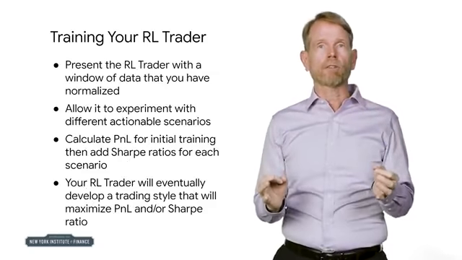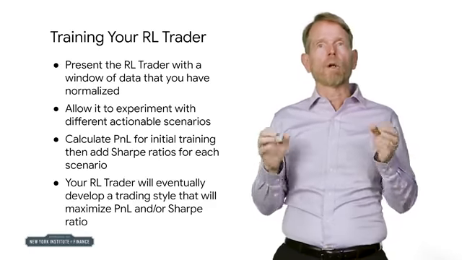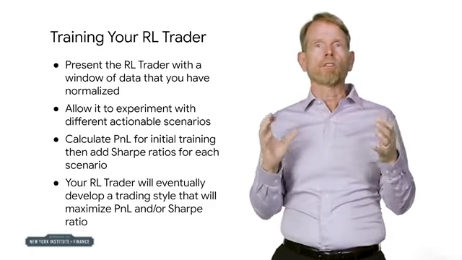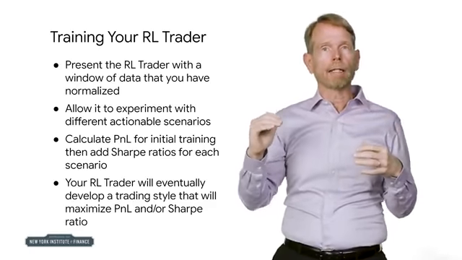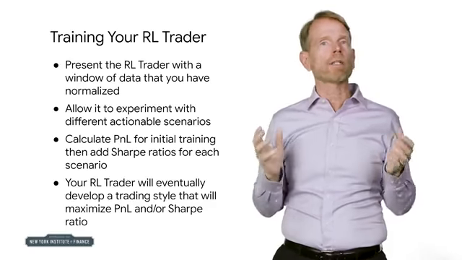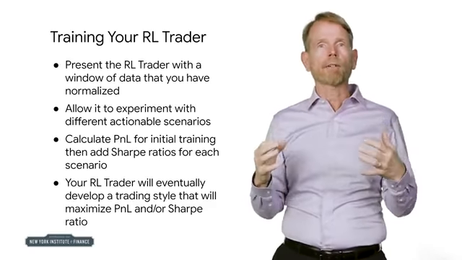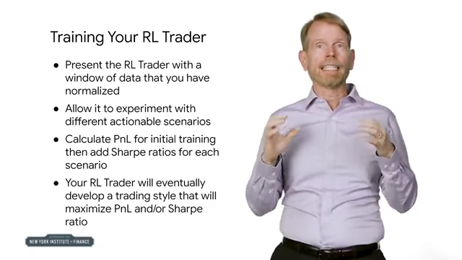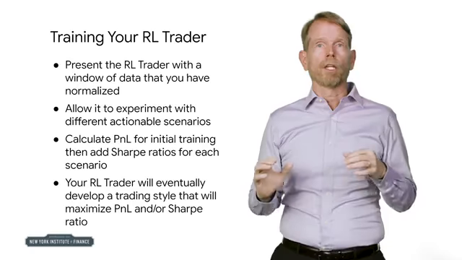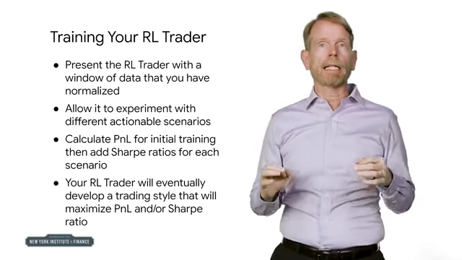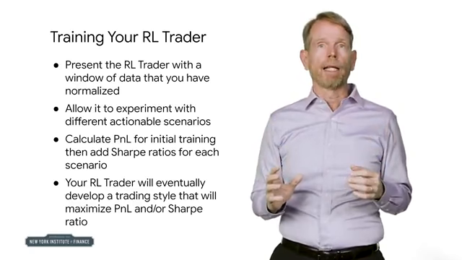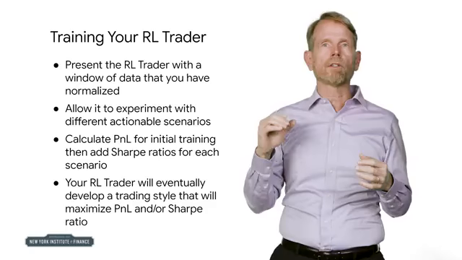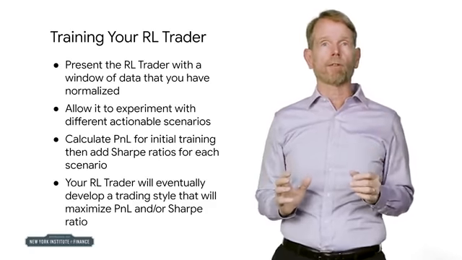Now that you have designed your system and gathered your data, you are ready to train your RL trader or agent. We need to present the RL trader with a window of data and let it experiment with different actionable scenarios while calculating P&L and also Sharpe ratio in later stages in every case scenario. You need to punish it when it does badly and reward it if it does well. This will happen in many iterations, and over time the RL trader will learn to trade in a style that maximizes its reward.